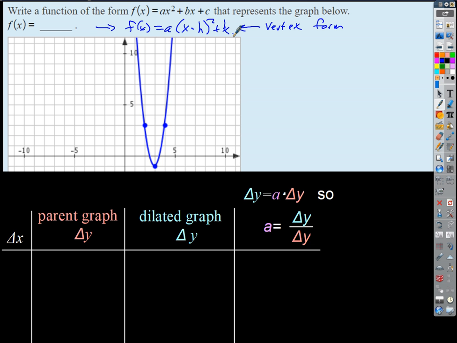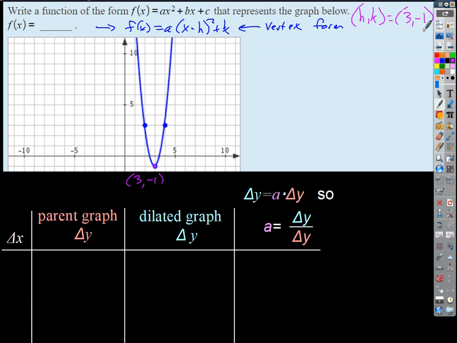Okay, so we've got to put it into that form first, and then from there, we can turn it into general form, right? So let's pick those points out. What are the coordinates of the vertex? Negative 3, so 3, negative 1. Everybody agree? That's our vertex. So we know right away that h, k equals 3, negative 1.